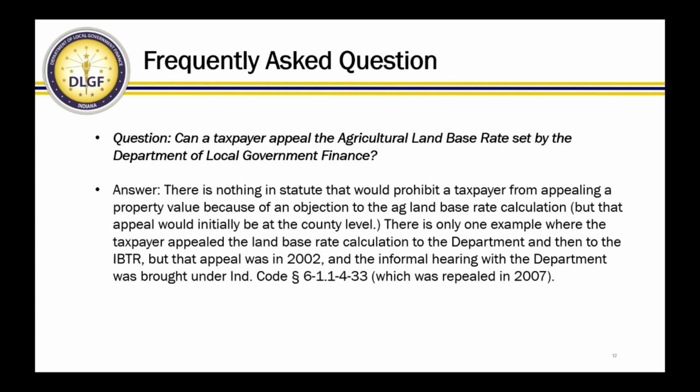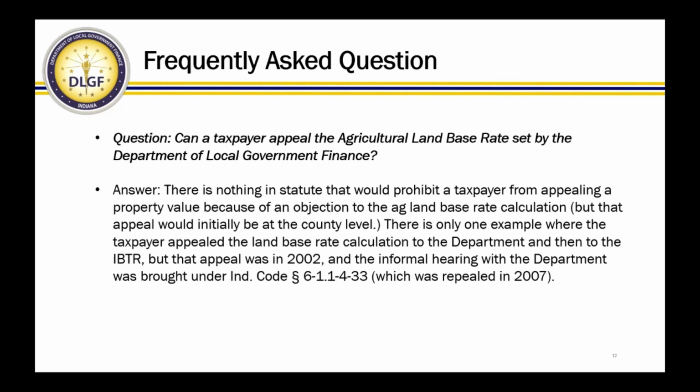Like any appeal, it would start at the local level, the county level. There was only one time in the past where a taxpayer appealed the base rate to the DLGF and then ultimately to the IBTR, the Indiana Board of Tax Review. But that was back in 2002, and the informal hearing was with the DLGF. It was not held locally, and that code provision was repealed in 2007.